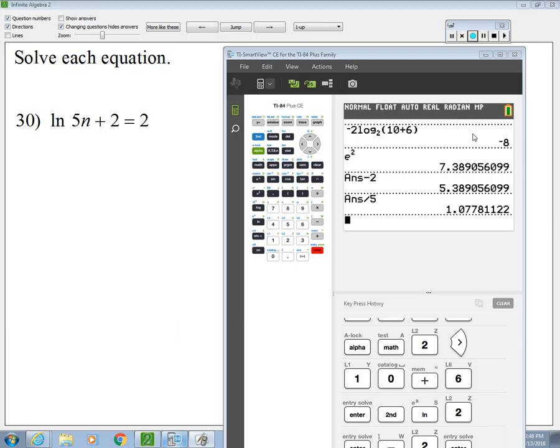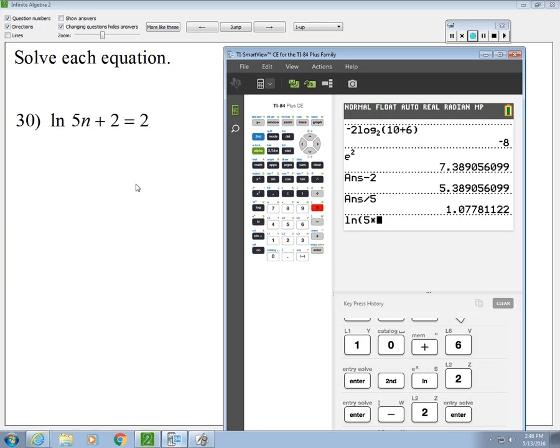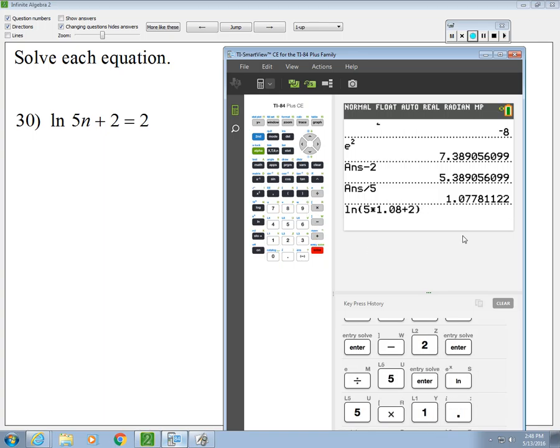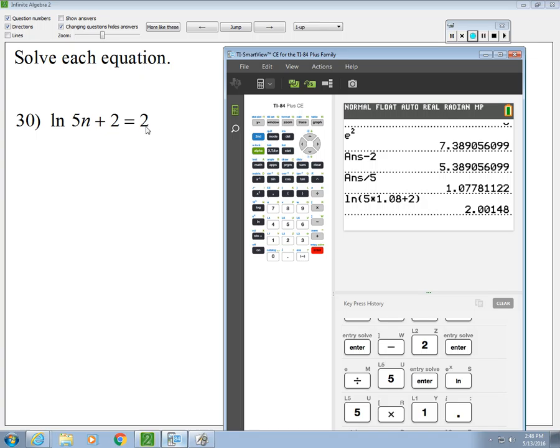Like, look, if I type in ln of 5 times n, which we're saying is 1.08, plus 2, I get 2.00148, which is a little bit bigger than 2. And why is that? Why didn't it come out exactly 2? Right, we rounded up to 1.08. See, we rounded up, so it went a little over 2. Had we rounded to 1.07, and didn't make that an 8, it probably would have been a little under 2. Okay, but that's close enough to know that you've got the right answer.